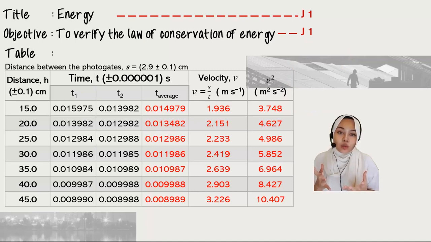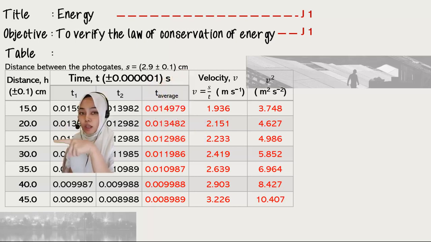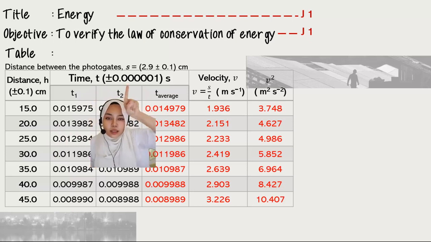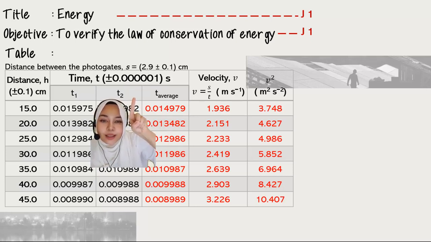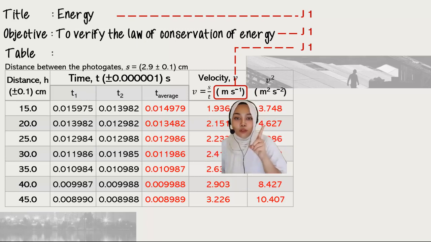Now let's go to the data tabulation or the observation. Here we have distance between photo gates, distance h with the correct unit centimeters, the time with the uncertainty plus minus 0.000001 second. That is 6 decimal places, 6 dp. The third mark for this experiment is when you write down the unit for the velocity, meter per second. The fourth mark is given when you write down the unit for the velocity squared, that is meter squared per second squared.